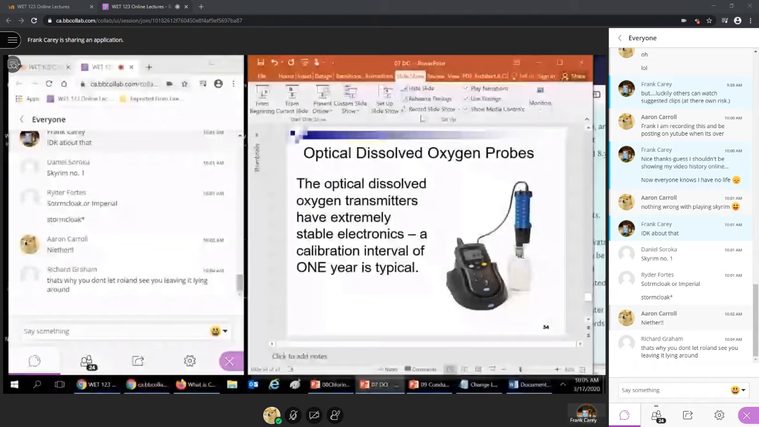Optical dissolved oxygen probes are typically calibrated once a year by the manufacturer, and like I said, if you feel like it. Of course, you have to follow the standard operating procedures, the SOPs, of every plant. And unless you are working in a large facility, most likely you will be the one calibrating these instruments.